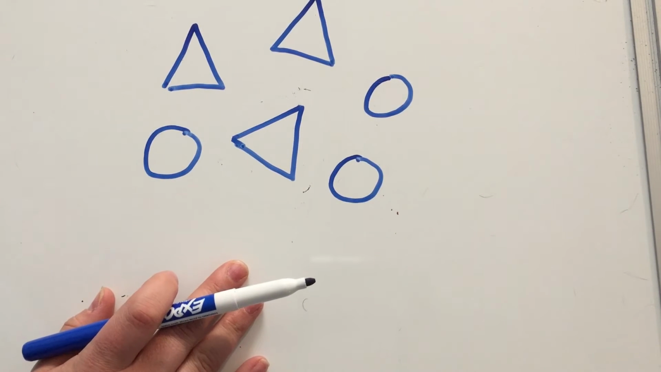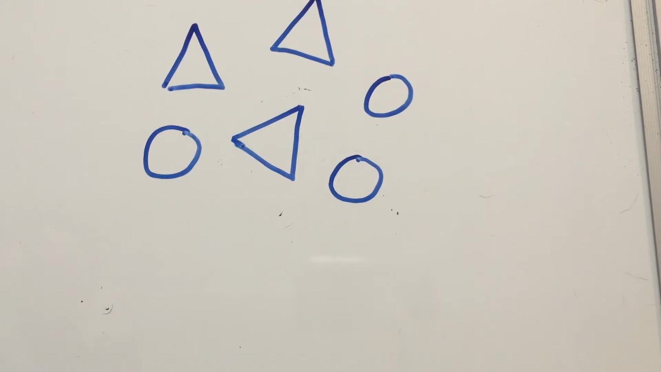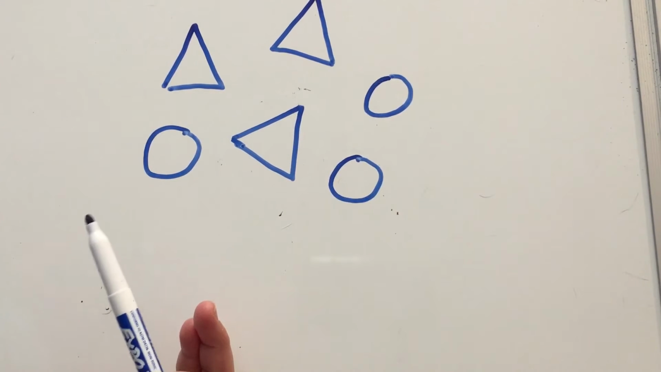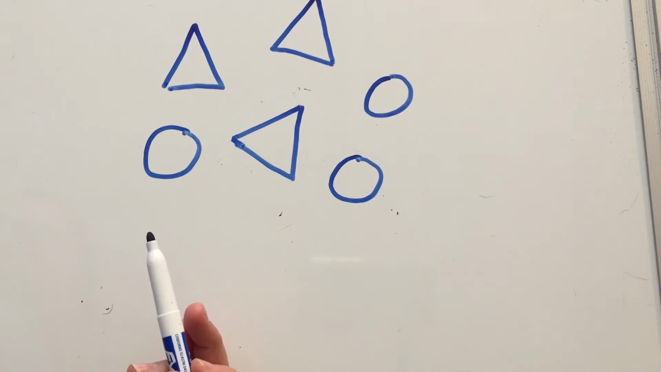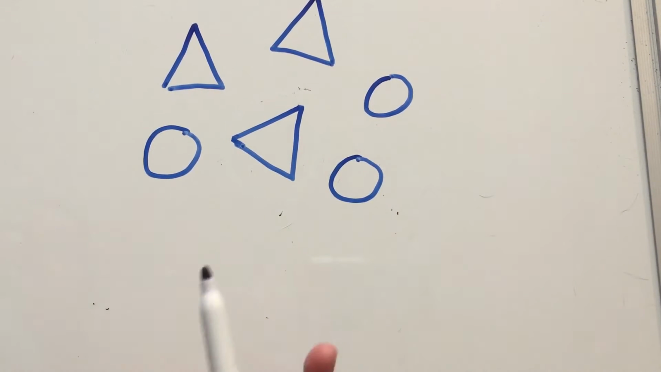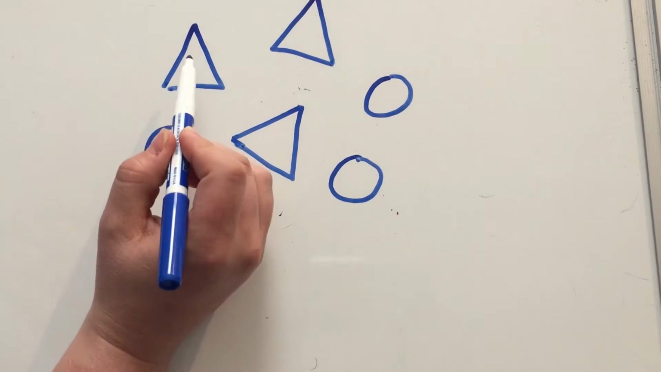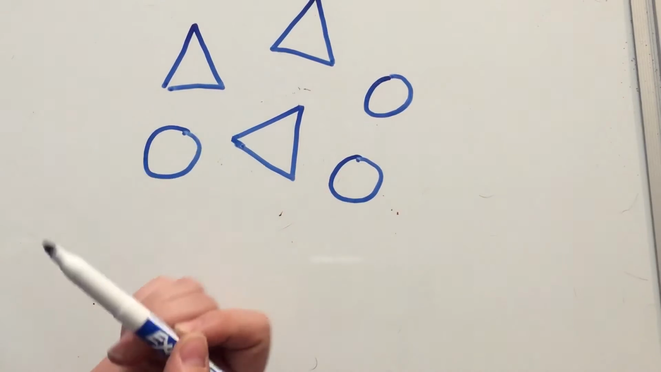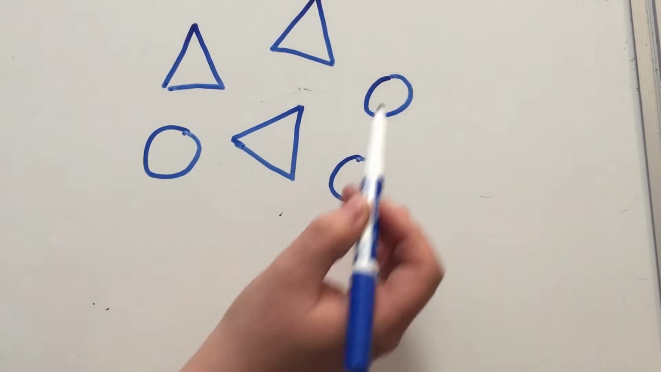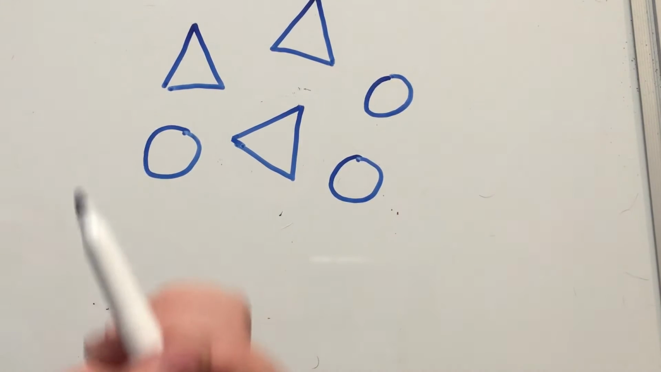Now, I need your help to see how many triangles I have and how many circles I have. Your teacher's going to pause the video and you guys are going to count how many triangles I have and how many circles. Okay, now that you've counted my triangles and circles, I'm going to count them. I have 1, 2, 3 triangles and 1, 2, 3 circles. I have 3 circles and 3 triangles.